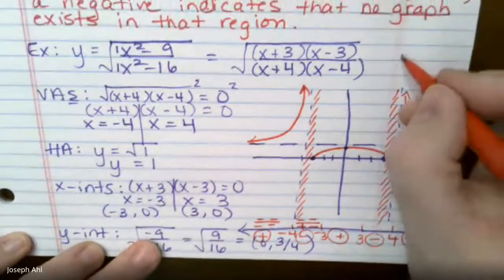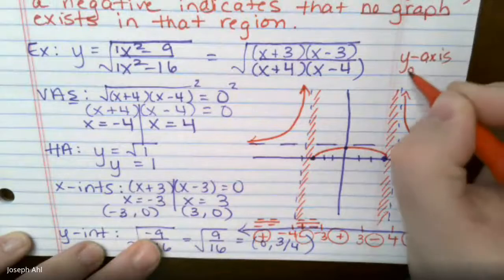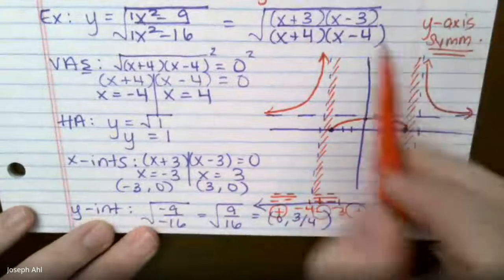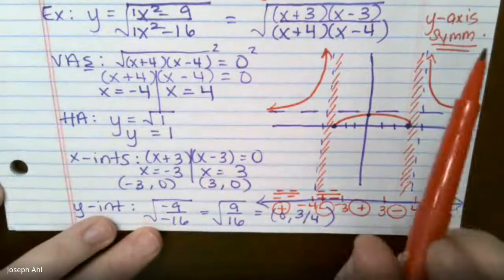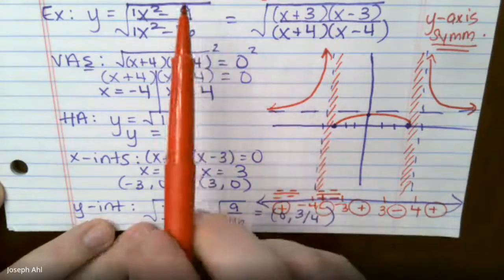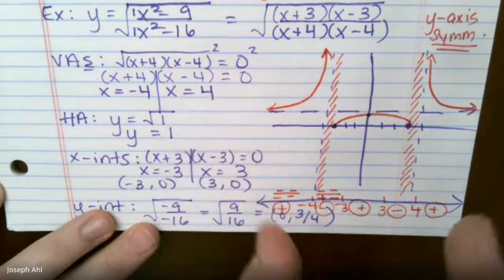So it's probably worthy of noting here that this one has y-axis symmetry, because irrational equations will exhibit a lot of different types of symmetry. Okay, this is what the graph looks like based on this original equation. So it's a little different.